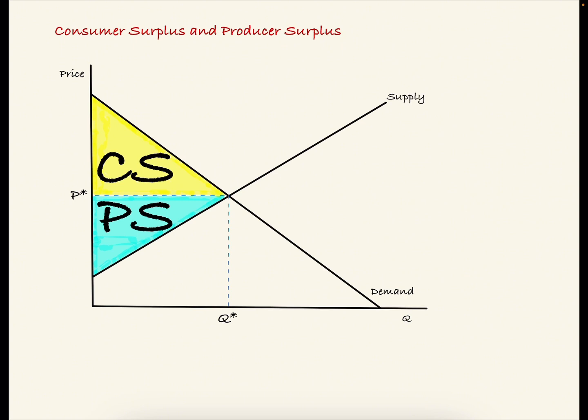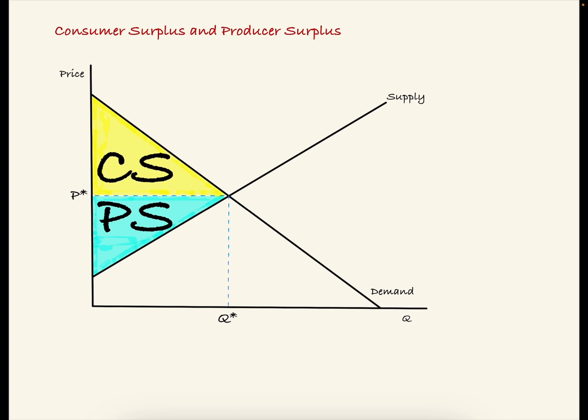First, let's start with the demand curve. The demand curve represents the maximum price consumers are willing to pay for each unit of a product. The supply curve, on the other hand, represents the minimum price, or the lowest price, producers are willing to accept per unit of their good or product. So let's dive deeper into what consumer surplus really means.